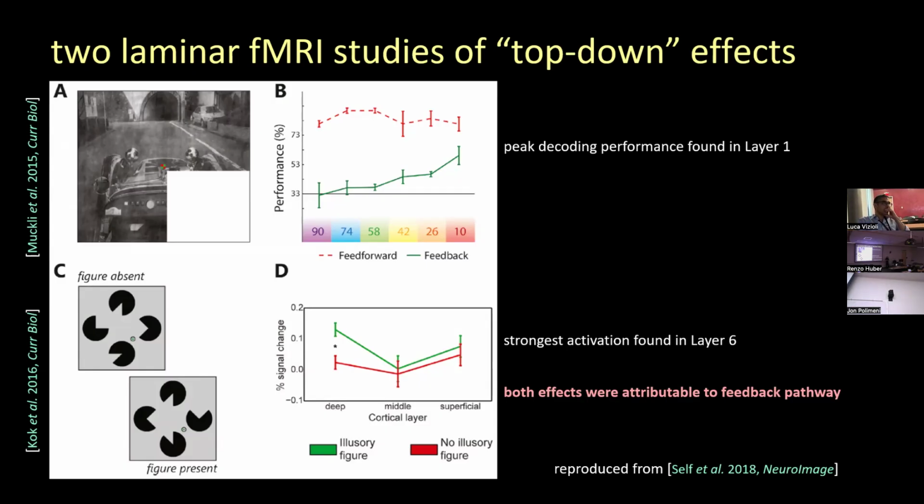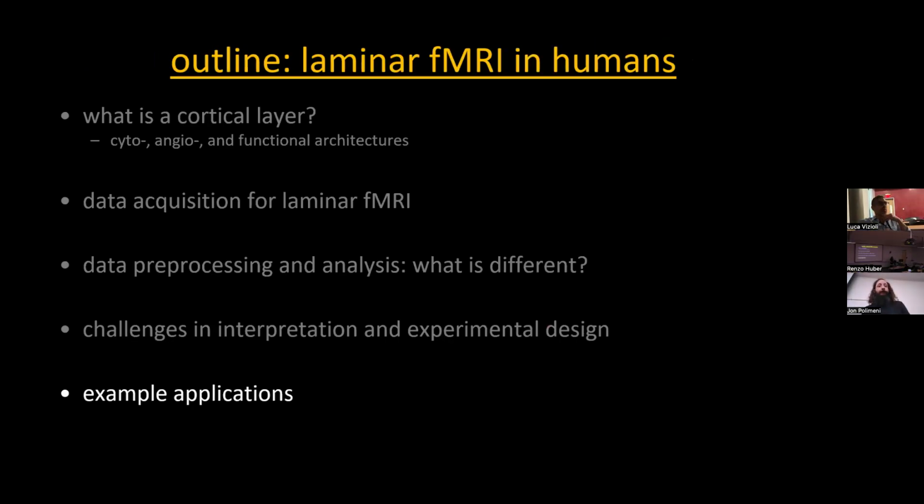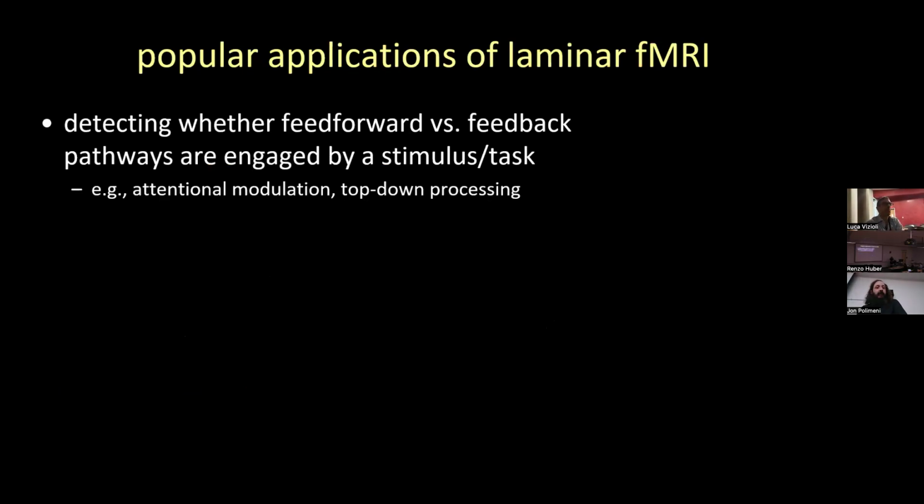You can see that in one study, maybe the feedback pathway was engaged in layer 1. In another study, the feedback pathway was engaged in layer 6. It's hard to know ahead of time which layer is going to be activated with a particular stimulus or task. A lot of complexities in these designs. Okay, all right, let me just wrap up with a couple of example applications, just to give you a sense for how we can use these layer fMRI techniques.